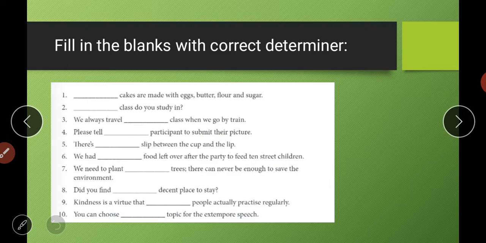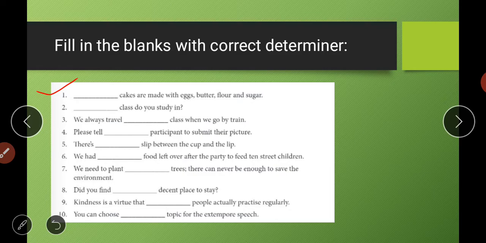First is, dash cakes are made with eggs, butter, flour and sugar. So if we look at this sentence carefully, we know that most of the cakes are made up of eggs, butter, flour and sugar. So we can simply write the word most. Most cakes are made with eggs, butter, flour and sugar.